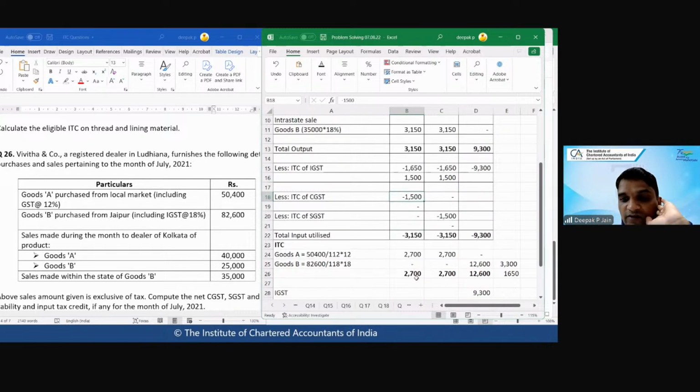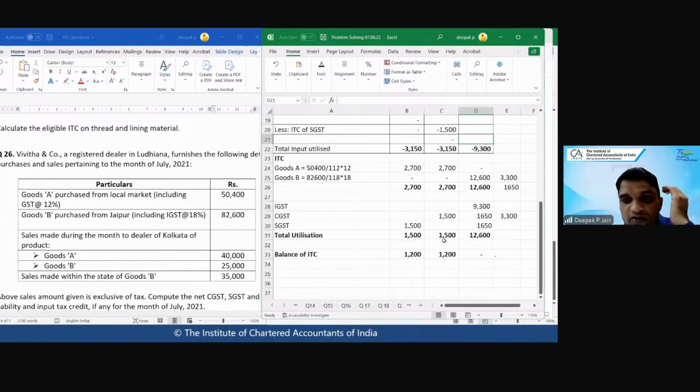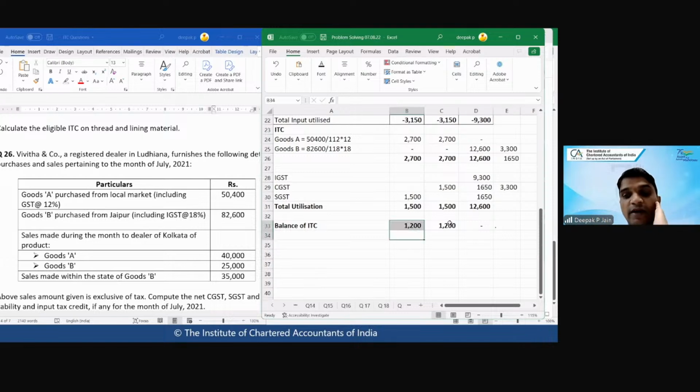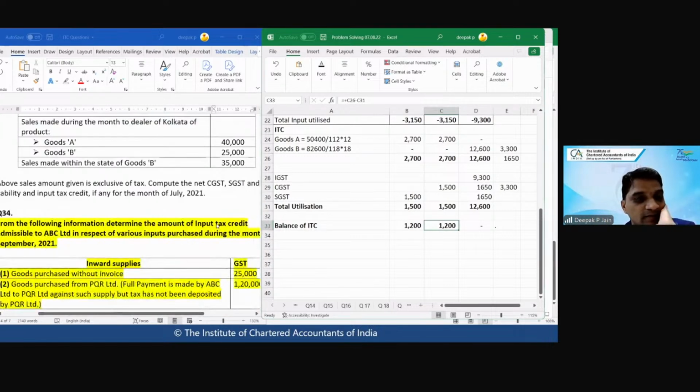How much is the ITC? We have 2,700. Out of that, 1,500 is used here. And similarly, SGST 1,500 is used. So credit utilized is complete. So GST payable is nil and there is balance of ITC.